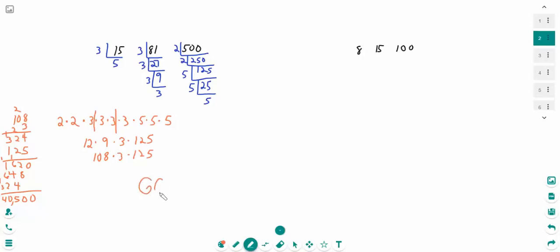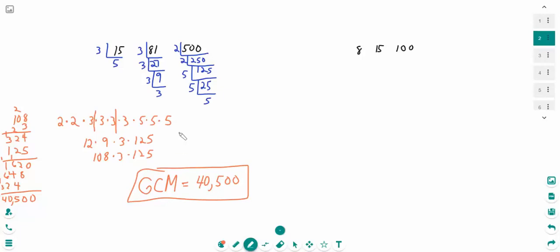So the greatest common multiple is 40,500. That is a nasty number. But imagine trying to find that greatest common multiple using the old method. I mean, we would have had to take 500 and keep multiplying it out until we hit 40,500 and 15 until we hit 40,500. It would have been a mess. It would have taken a very long time. So this is definitely the easier route to take when finding the greatest common multiple.